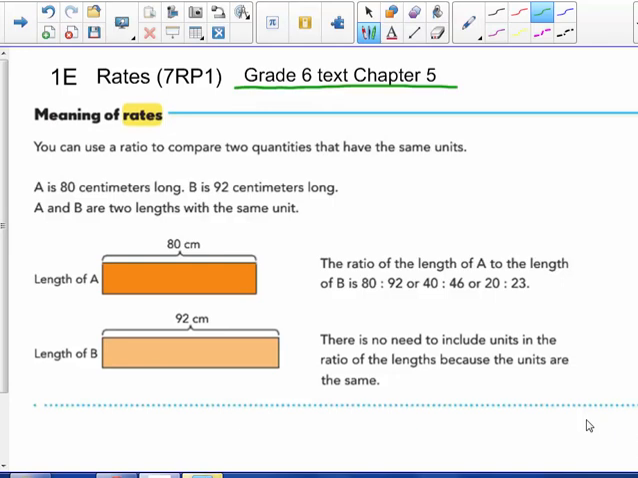You can use a ratio to compare two quantities that have the same units, like the boys and the girls on the bus problems that we've been doing, or Sam has more clothes in his suitcase than Timmy. A ratio compares two quantities that have the same unit. For instance, here, this is a ratio problem. In the ratio here, we have A being 80 centimeters and B being 92 centimeters. So the ratio of A to B is 80 to 92, or I could divide both by 2 and say 40 to 46, or I could put it in lowest terms, 20 to 23. When you're talking about ratios, you don't have to say 80 centimeters to 92 centimeters. We just say 80 to 92. We've been doing ratios thus far.